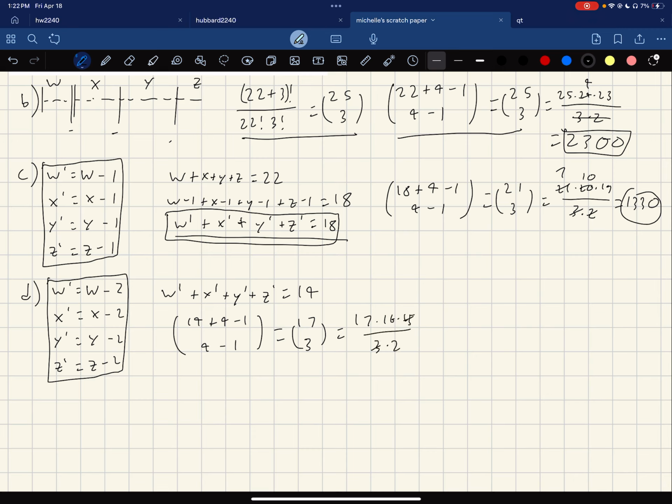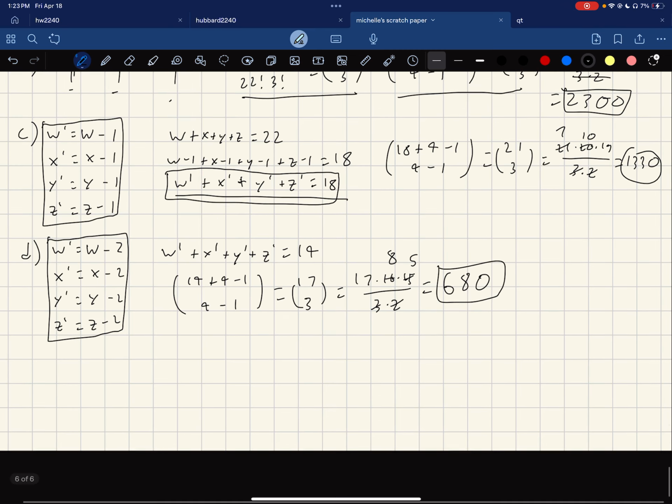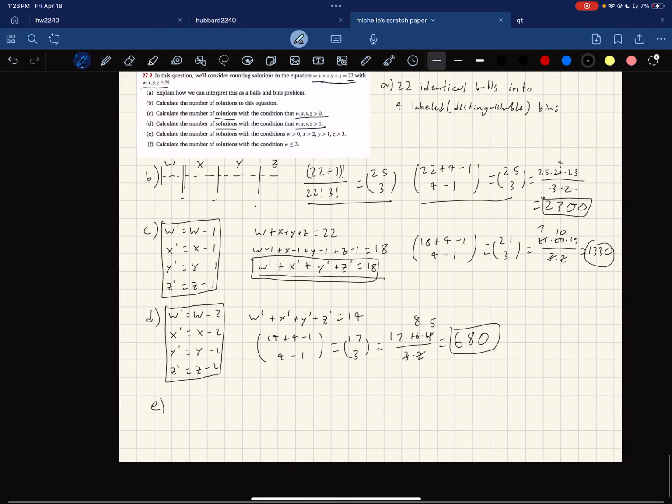This one seems a bit harder, should be fun. 5, 8, 40 times 17. What's 40 times 17? It's 680. Okay, that's our answer. And great.